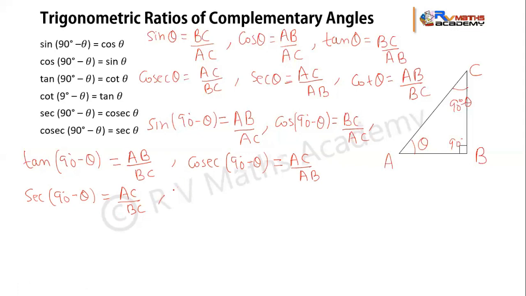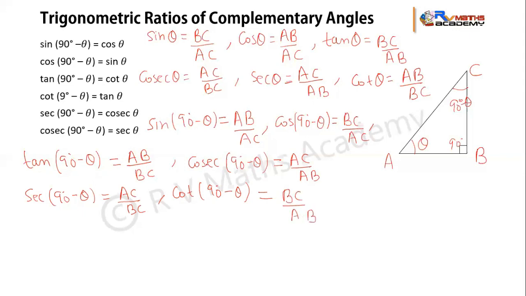Now, cot 90 degree minus theta. Cot is a reciprocal of tan. So tan 90 degree minus theta is AB upon BC, so we can write it as BC upon AB.